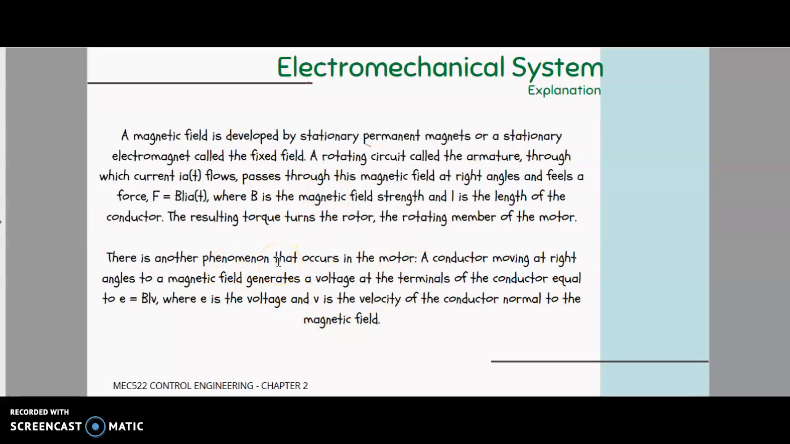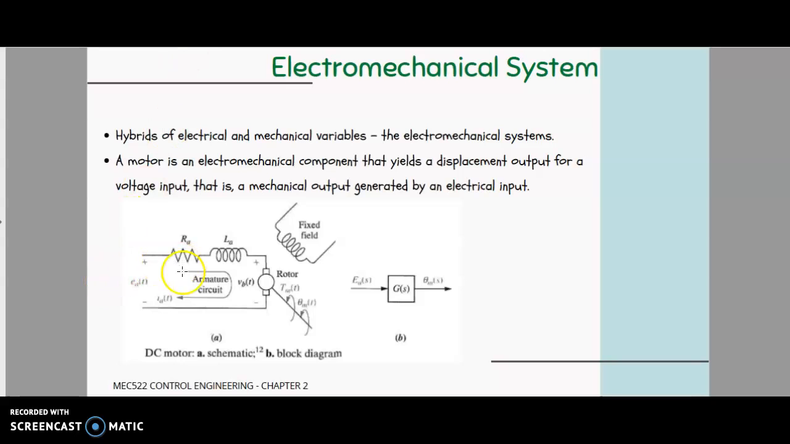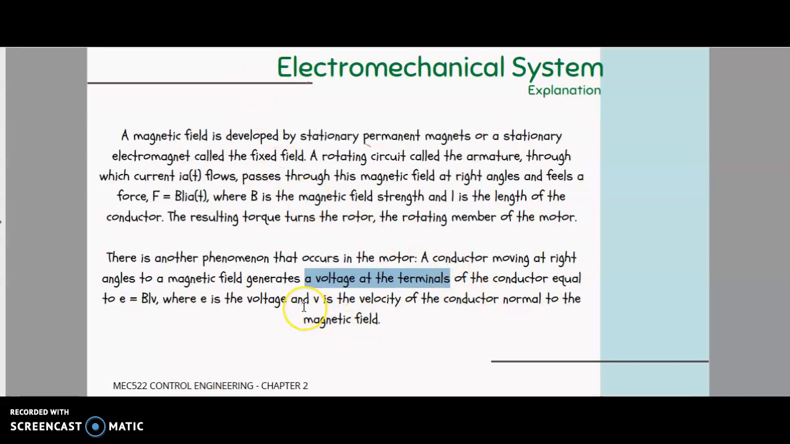So what happens in the electrical system? A conductor moving at a right angle to the magnetic field generates a voltage at the terminal. So you can see here, this one is the electrical voltage. We call this voltage the electrical armature voltage. So e equals B L v, where B is the magnetic field strength, L is the length of the conductor, and v is the velocity.